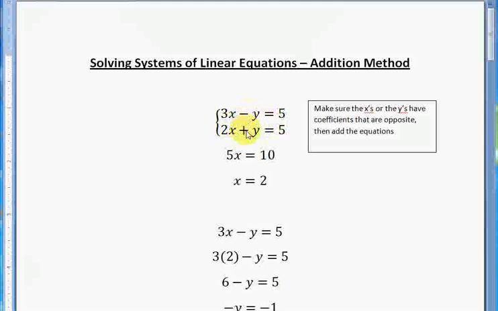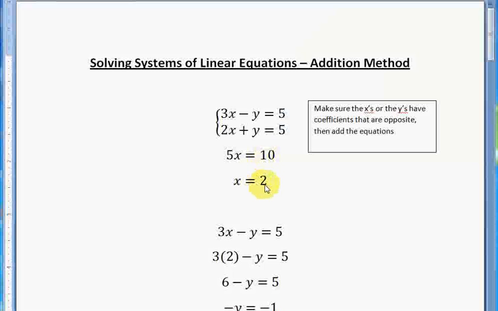So what I'm going to do is, since they're opposites, they're already lined up, the x's over the x's, the y's over the y's, and the constant over the constant, I'm going to simply add these two equations. When I add 3x plus 2x, I get 5x. Now notice when I add the y's, the coefficients are opposite. So -y plus y is 0y, so the y literally falls out of the equation and disappears. And 5 plus 5 is 10. Now I have a very nice equation, 5x equals 10. And I divide both sides by 5, I get x equals 2.